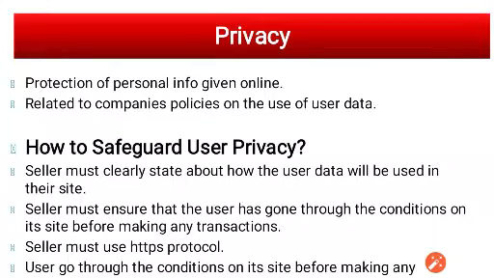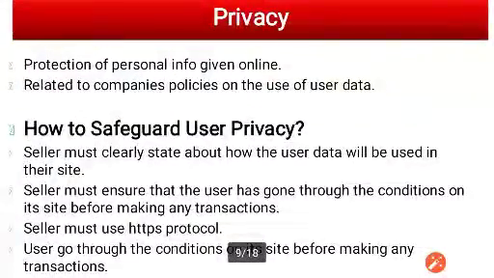So that protection of personal information that we have given online, that is privacy. And if it is related to companies, it is the company's policies on the use of user data. So this privacy is actually related to the company's policies. Like if I am using Amazon or Myntra or any online website where I am entering my name or date of birth if it is required, so that is my personal information.